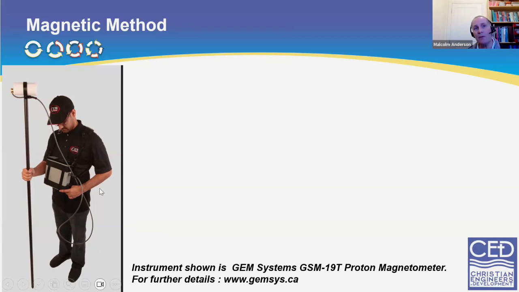also has the opportunity where you can use an electromagnetic method with it, the VLF method. So you can actually survey with that box, getting two parameters at the same time, the magnetics and the electromagnetics. What I'm showing you here is just the magnetic version.